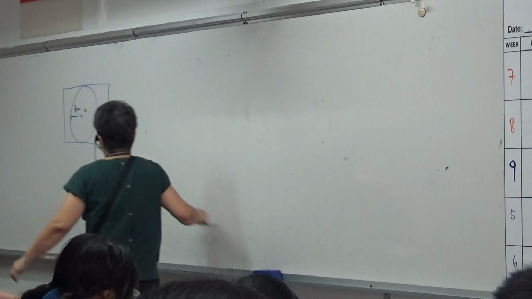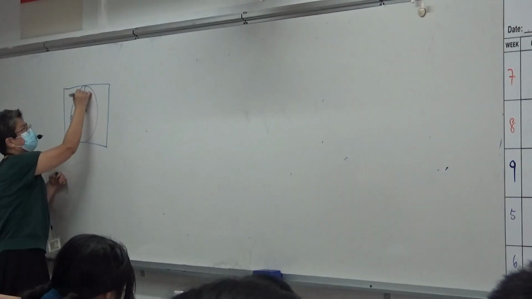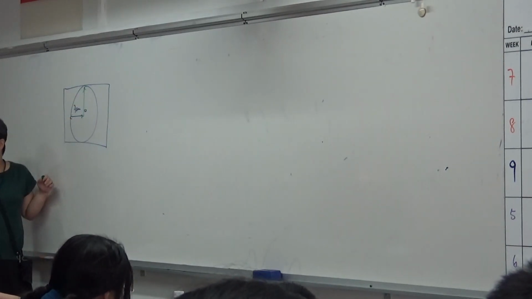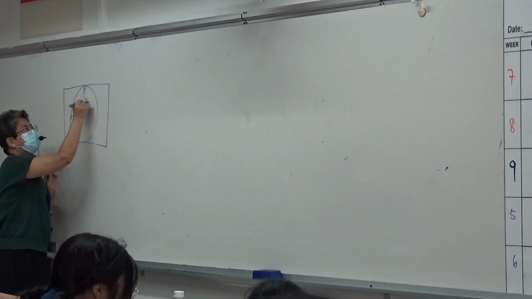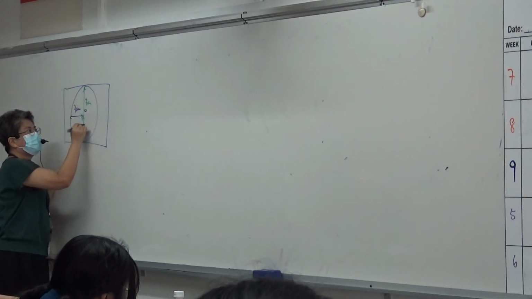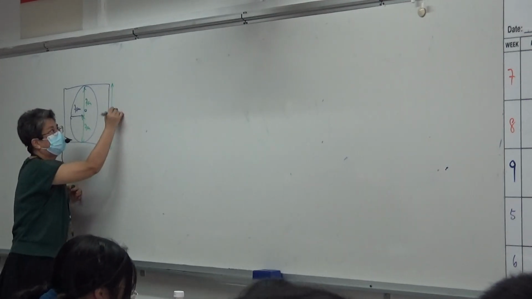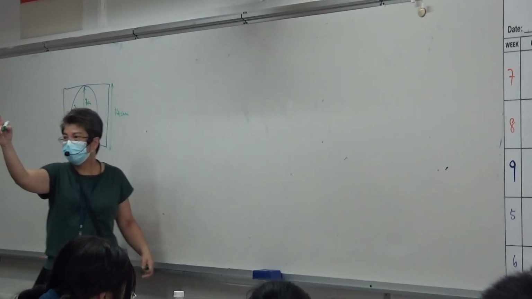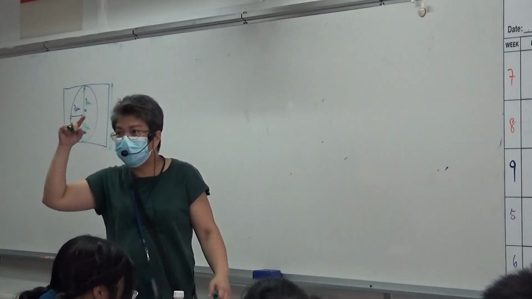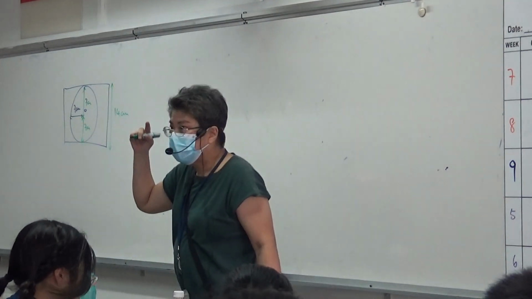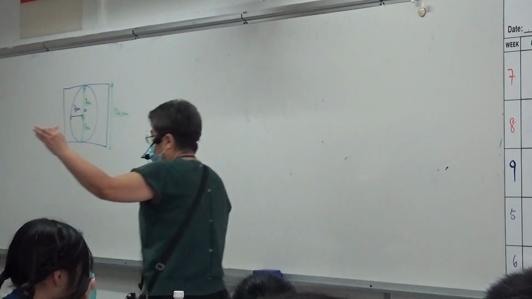Alright. I'm going to use a different color here. Can you tell me how much is this length? 7 cm. How much is this length? So therefore, how much is this length? 14 cm. Can you see? You must know how to do this. Can you see what I'm talking about here? Then you read the question again. What did they say?